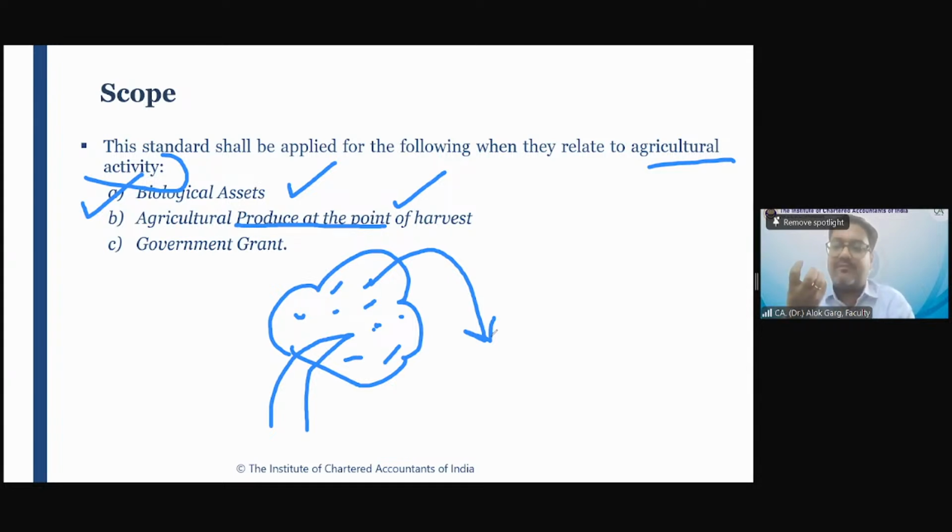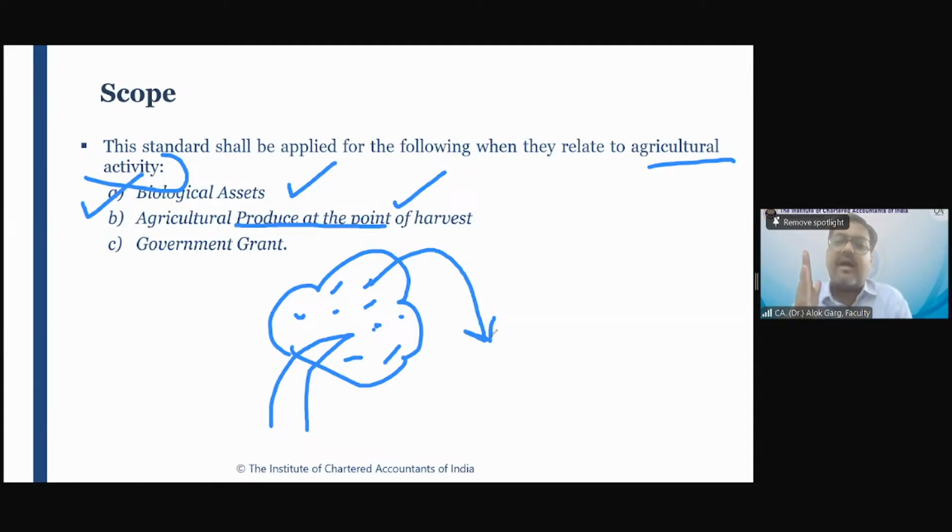So agriculture produce, which is the outcome of that tree, outcome of that plant, the fruit and vegetable, at the point of harvest will be covered under this standard. For example, there is a wine company, let's say Bira, a liquor company. They have a grapes orchard. They pluck 1,000 kg of grapes. So when they are plucking the grapes from the grape plant, at the point of harvest, this agriculture produce will be treated as per Ind AS 41. Okay.